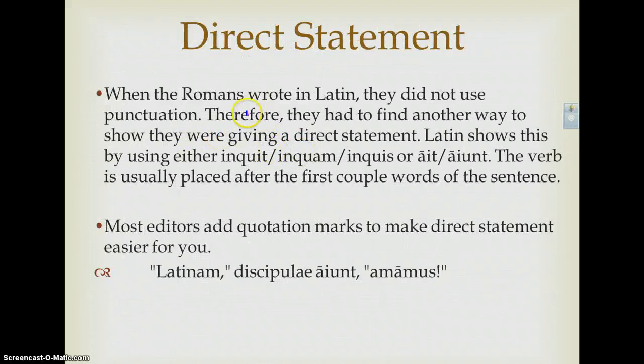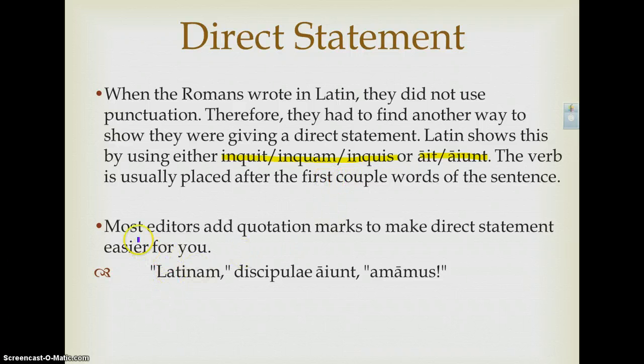Just a little note about direct statement in Latin. As you guys well know, the Romans did not use punctuation, right? That's why the verb is always at the end of the sentence to show that the sentence is over. So they didn't have quotation marks. The way they showed that they were in direct statement is that they used the verbs inquit or inquam or inquis or ait, et cetera. And then they usually placed it after the first couple words of the direct quote, okay?